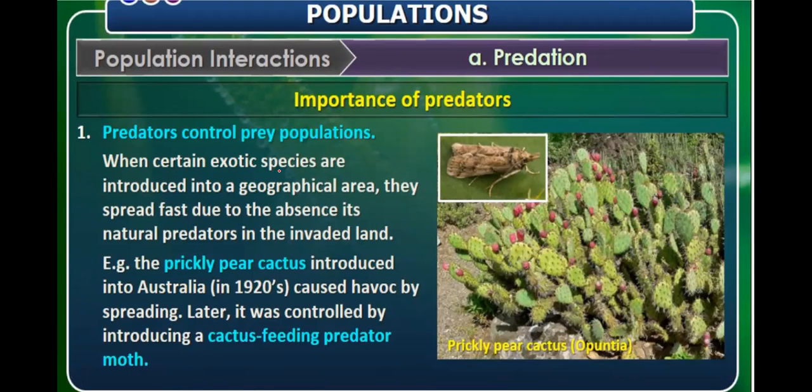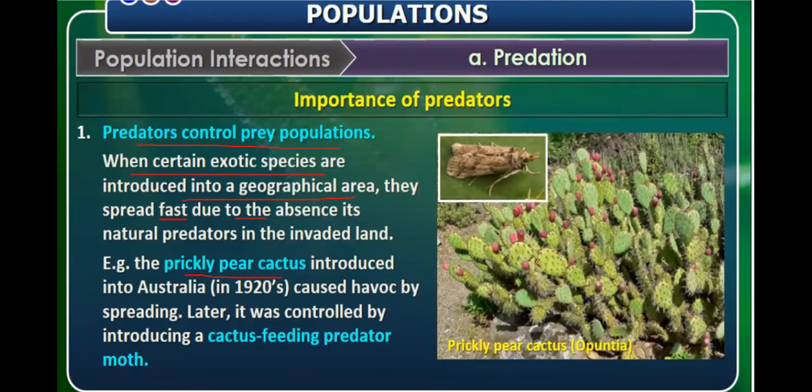Importance of predators. Predators control prey population. When certain exotic species are introduced into a geographical area, they spread fast due to the absence of their natural predator in the invaded land. Example, the prickly pear cactus.